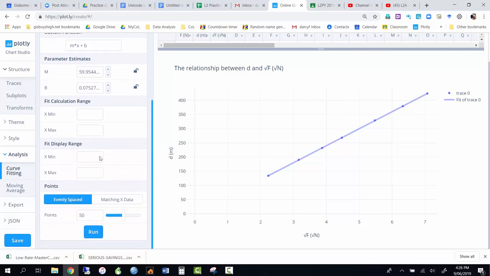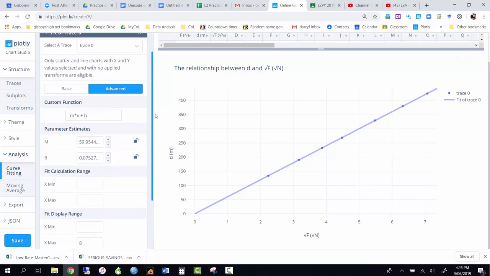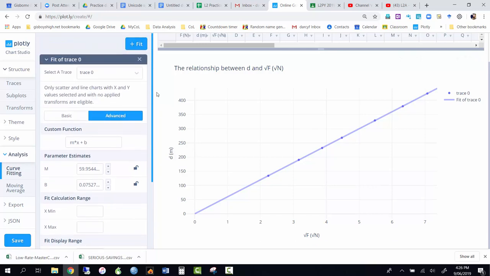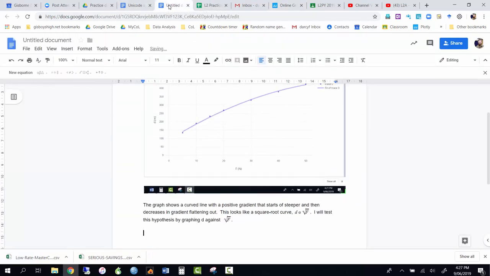Here we go. Fit display range. So biggest number is about 8. Smallest number is about 0. And I want to run it. And there's my lovely pretty graph. Let's make sure I get everything included, my parameters, because I'm going to screen capture the whole lot and put this into my report.